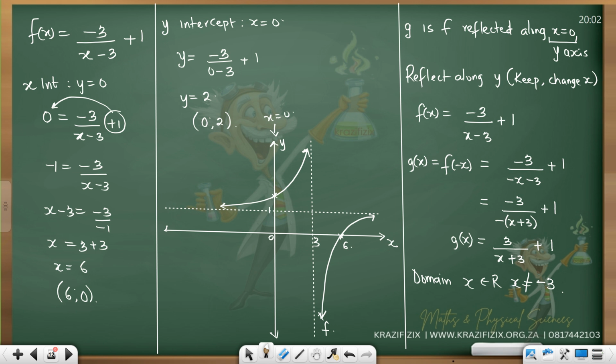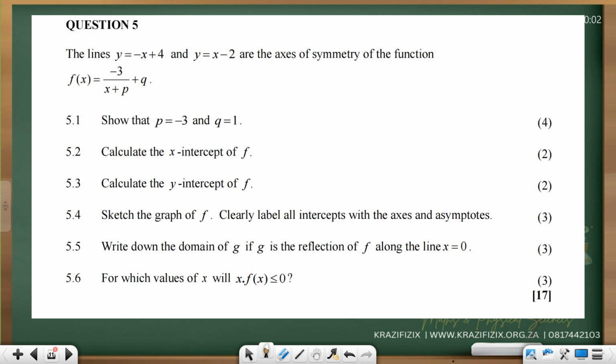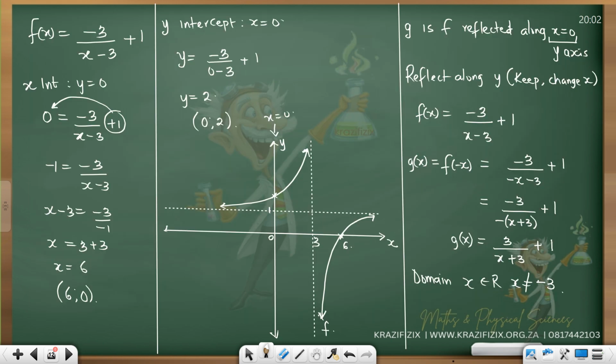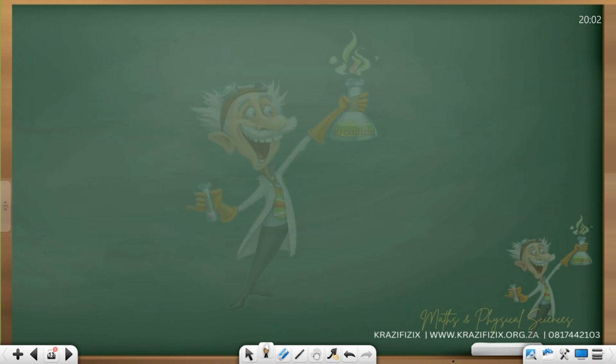I love the reflection part. And I'll also show you how to reflect along other lines. Somebody just remind me in our next session. Now for this one, learners struggle. For which values of x will x multiplied by f of x be less than or equal to 0?